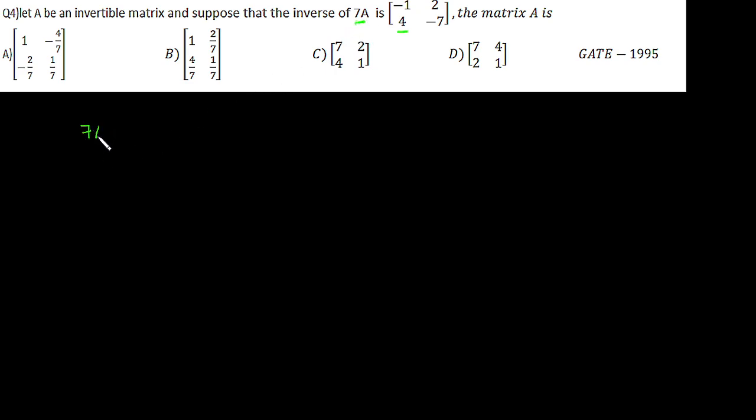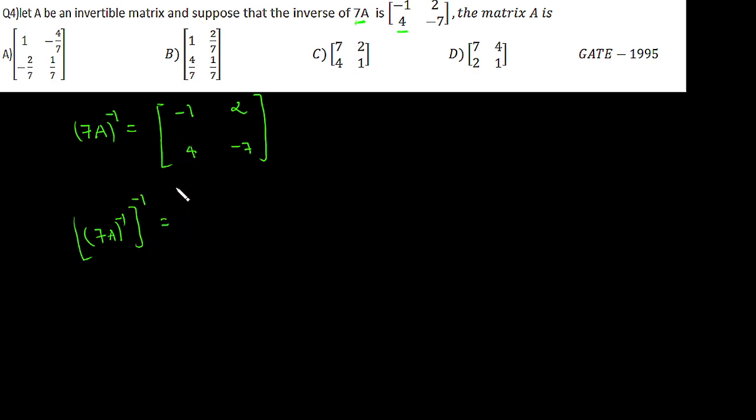We are given the inverse of this 7A. So let's write this 2 cross 2 matrix here, which is the inverse of 7A. Now we have to find the matrix A, so we just have to take the inverse of this inverse again. So let's write it here. We are going to take the inverse of this inverse matrix again.